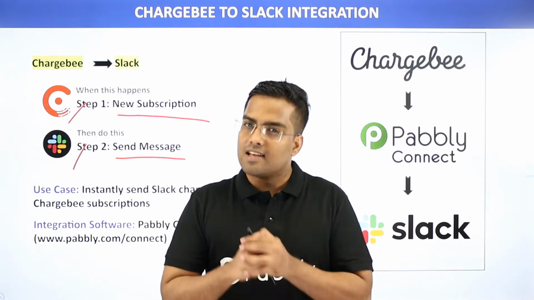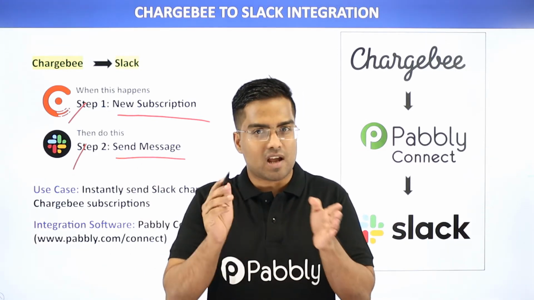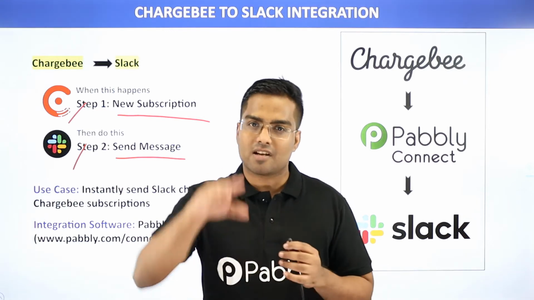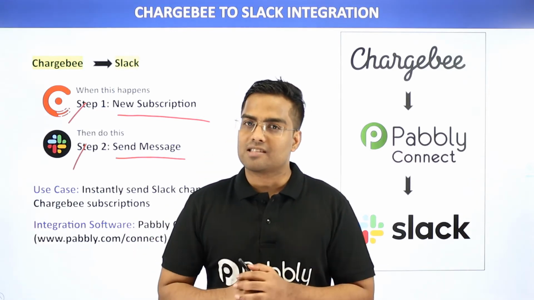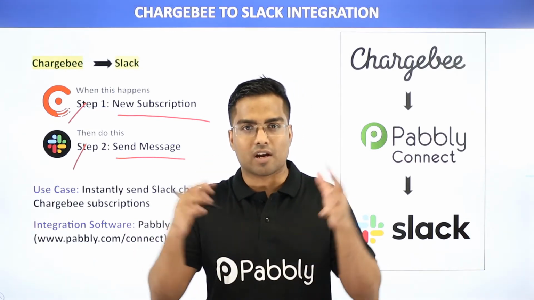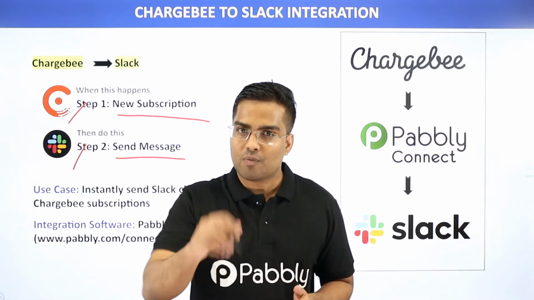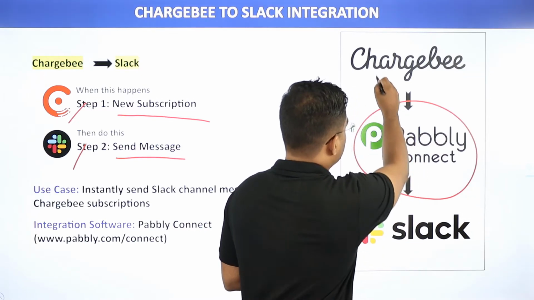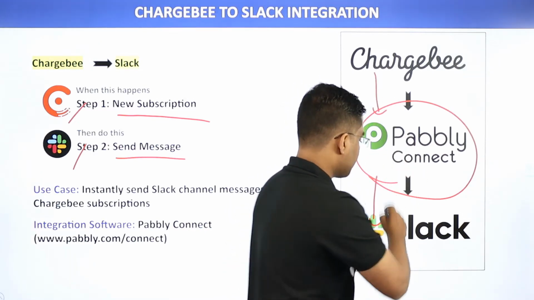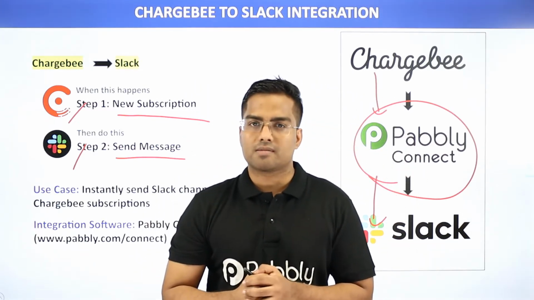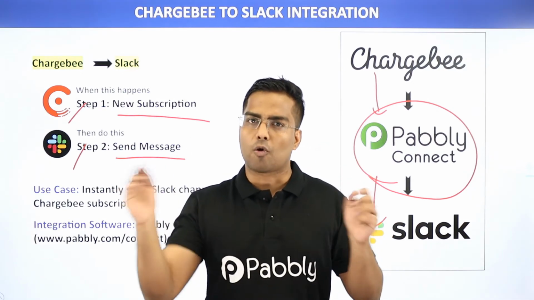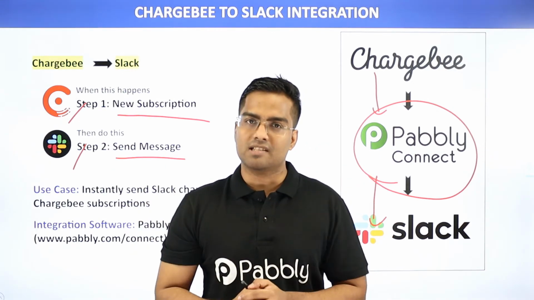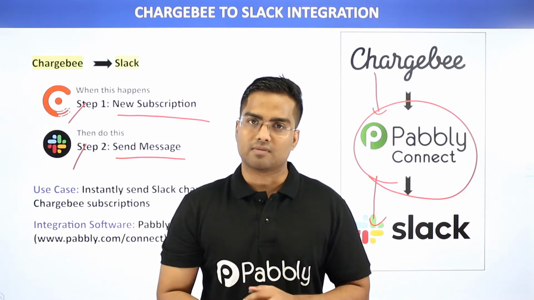As you may know, there is some kind of integration between Chargebee and Slack, but this integration is kind of limited. So in cases like these, we need to bring a third app to connect them both. In this video, we will use Pabbly Connect to integrate Chargebee and Slack. And the best part of using Pabbly Connect is there is no need for coding skills or programming language. It can be done easily. Let me show you on my screen.